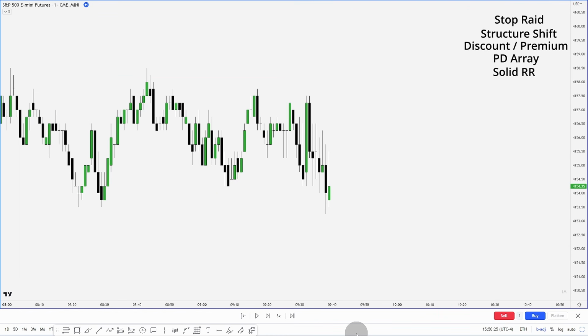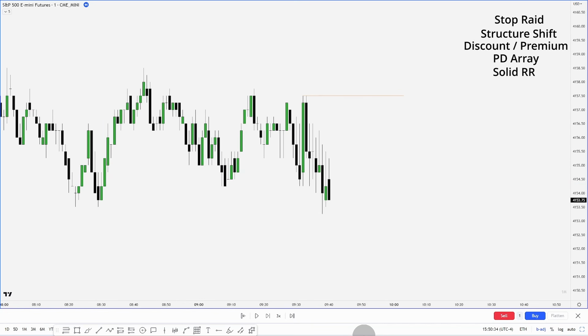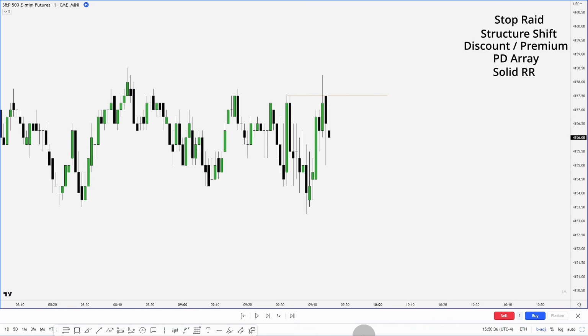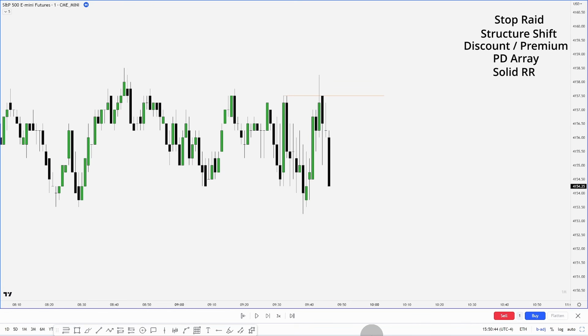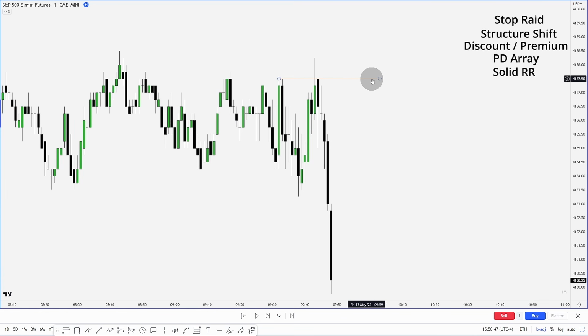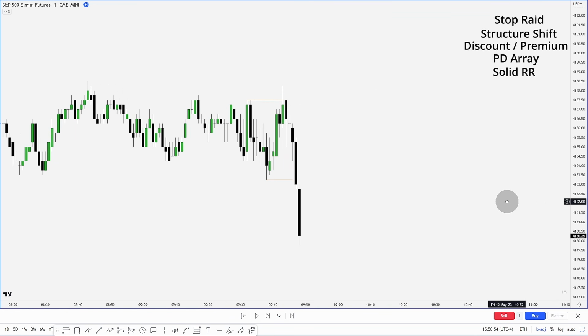For the next example, we are going to be looking at ES on the 1 minute chart. If you notice, we have a high resting right here. You can see we break this high, we close back in, and currently the body is respecting this level. Here is our stop raid. Here is our shift in structure. What am I looking for now? I'm looking for a PD array in an OTE or in a premium.